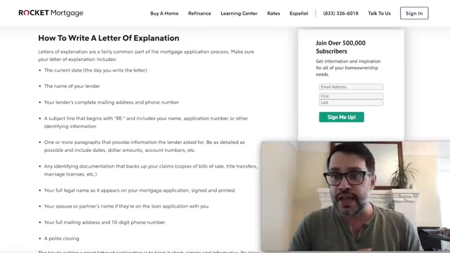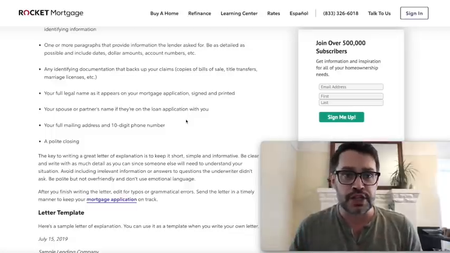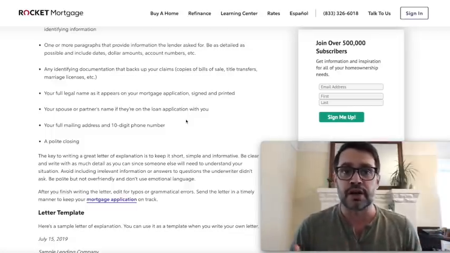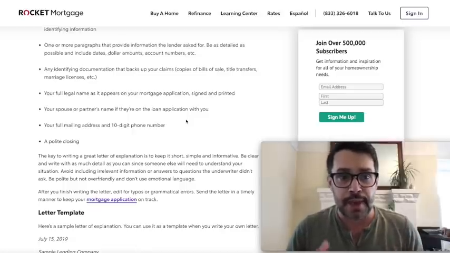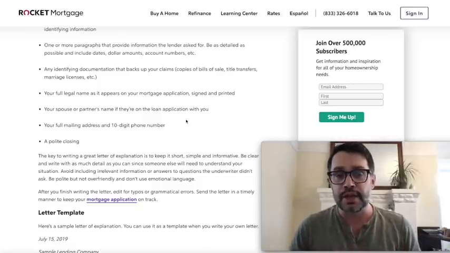You should have the current date, the SBA address and information, and one or more paragraphs that provide information that the lender asked for. Be as detailed as possible and include dates, dollar amounts, account numbers, and any identifying documentation that backs up your claims, such as copies of bills of sale, title transfers, marriage licenses. You can include that in the template and as an attachment.